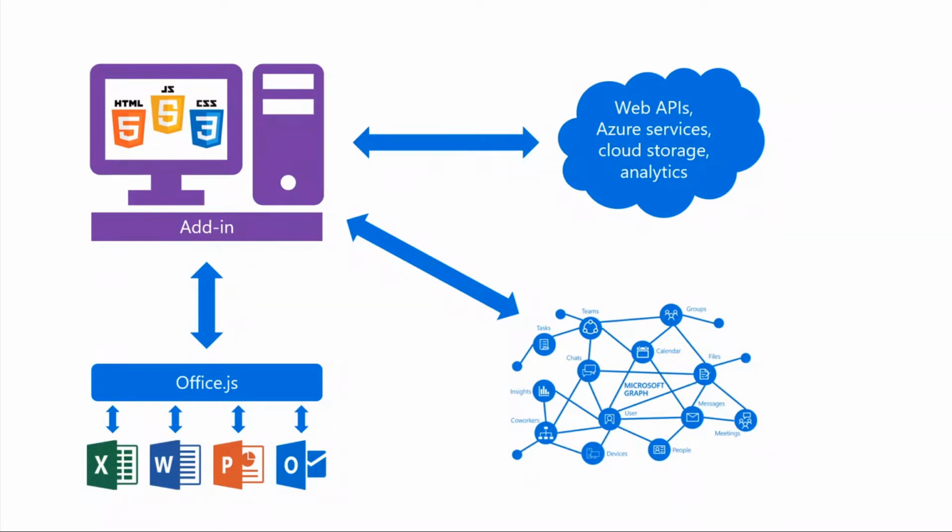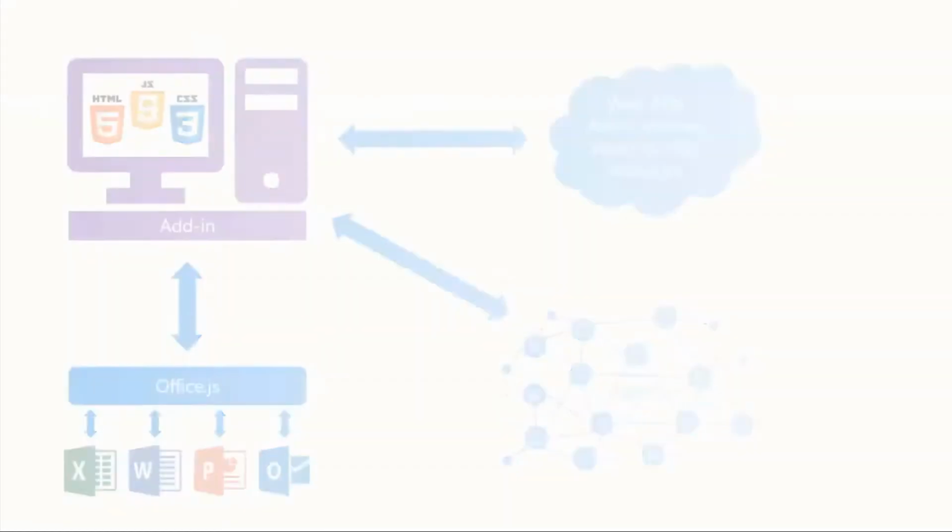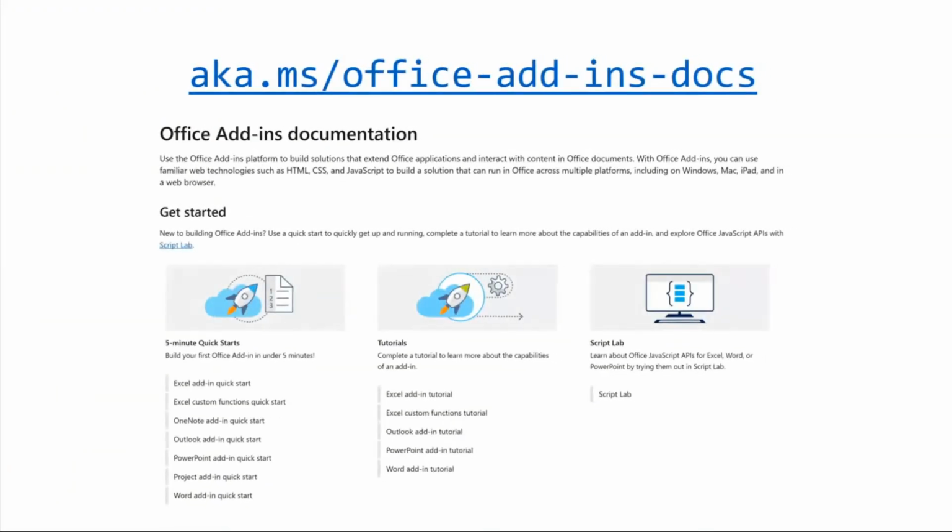Well, since it is a web app, it can use any web APIs or Azure services, anything like that. It can access the power of the Microsoft Graph. And it can also use the Office JavaScript APIs, which is usually the focus of this call. That allows it to directly interact with the workbook or Word document or Outlook message and access that information, send it out to the cloud, get it back, whatever you need to do and however you need to access that information and manipulate it.